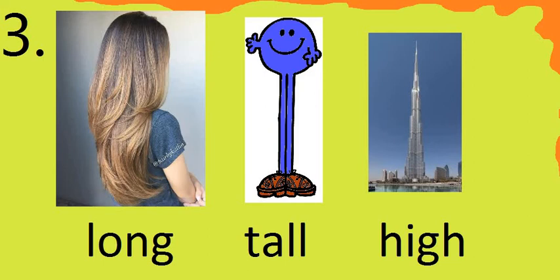Long could also mean a large amount of time. So I've lived here for a long time. Whereas high could be used to describe a building, in this case a very high building, or a mountain, although you could also use tall to describe a building. Tall buildings, high buildings, both okay, but not high people.